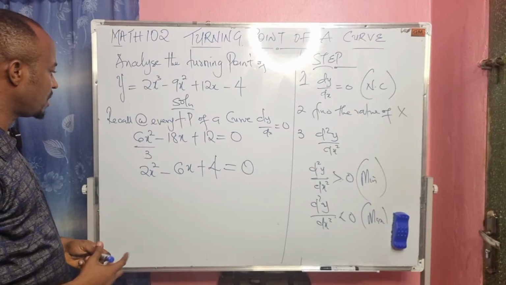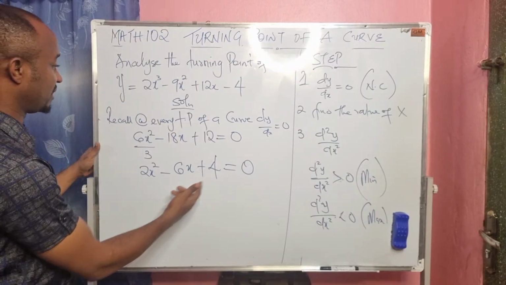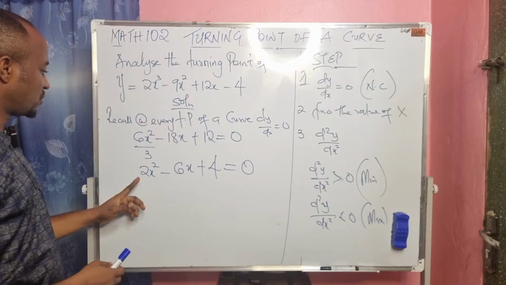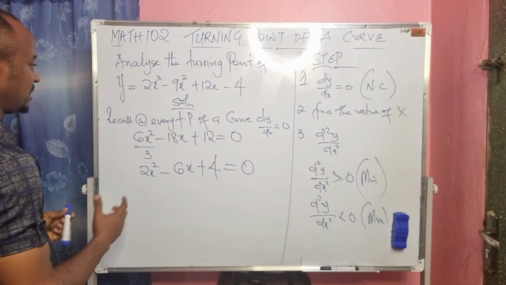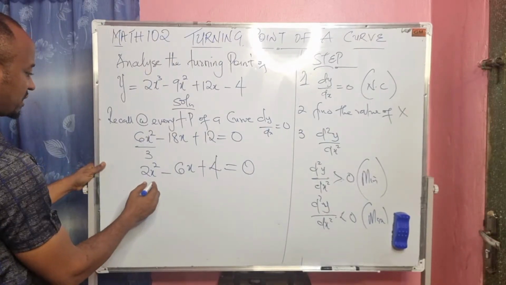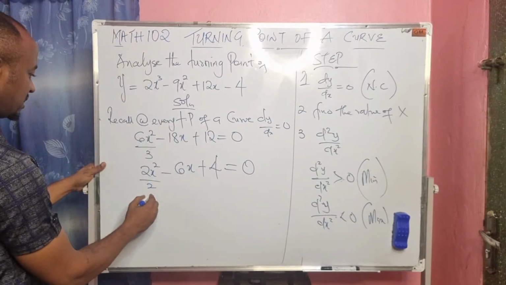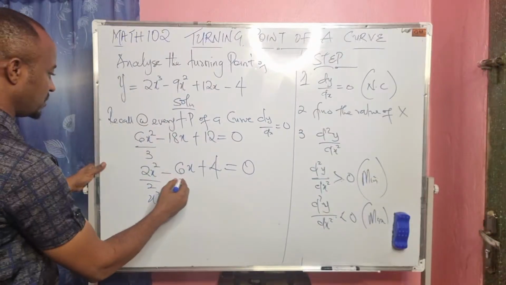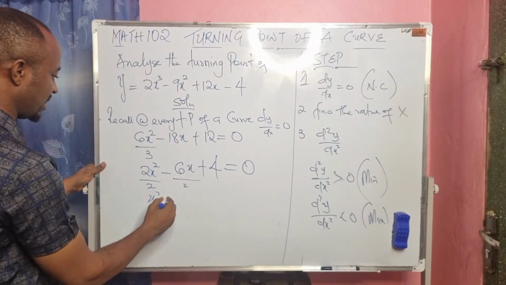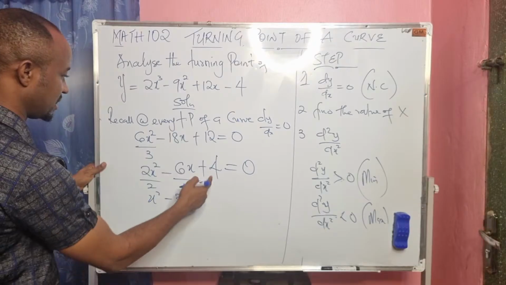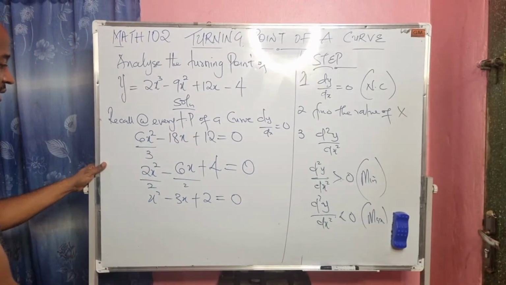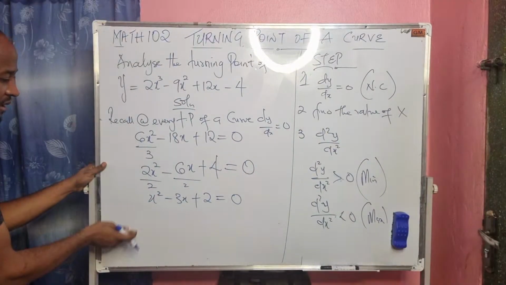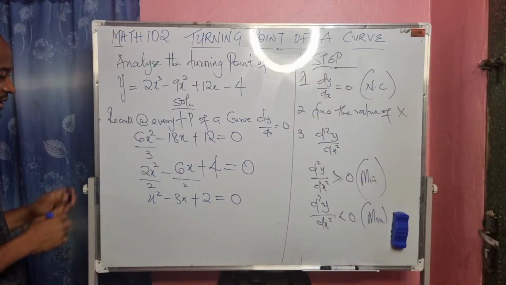Let's factorize and see what will be the result. We can also divide through again by 2. That will give us x squared here, minus 3x here, plus 2, all equal to 0. Okay, this is the simplified form. Let's factorize this and see what will be the result.